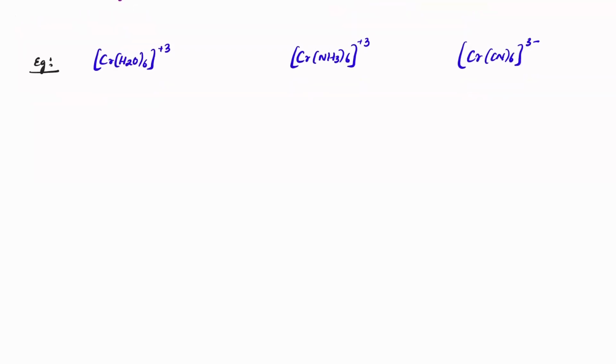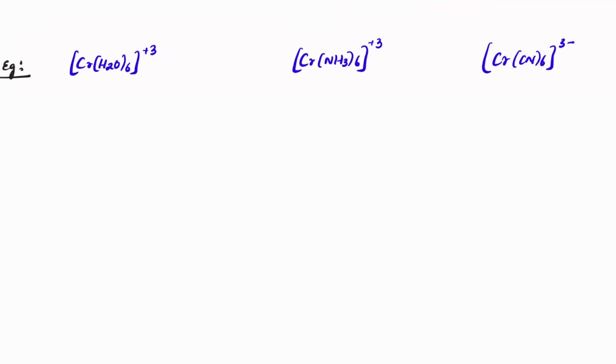Next one, we have basically chromium plus 3 here, chromium plus 3 here, and chromium plus 3 here. Got it? So here, notice the oxidation state is clear. This is plus 3 oxidation state, plus 3 oxidation state, and plus 3 oxidation state.